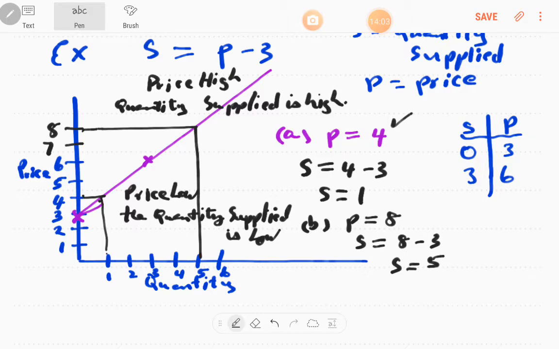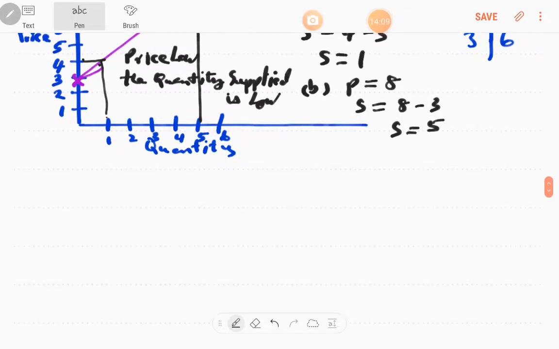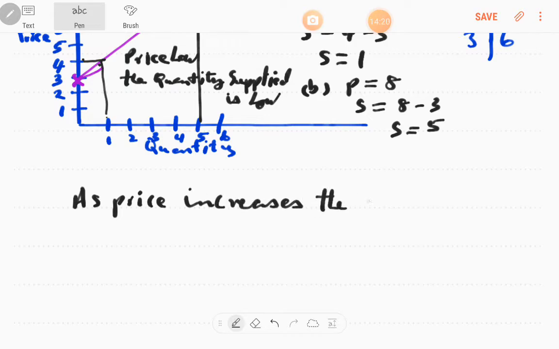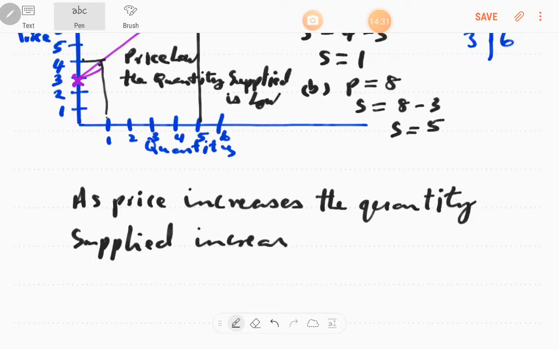Okay, so we could summarize the supply curve and say that as price increases, the quantity supplied increases. Okay, so the demand and supply are going in opposite directions.